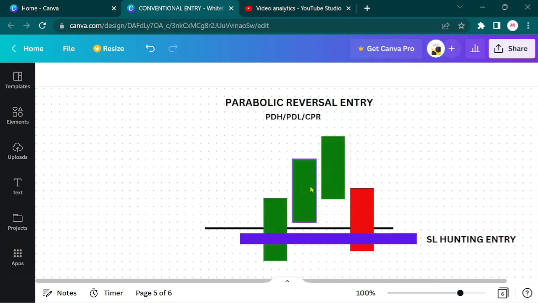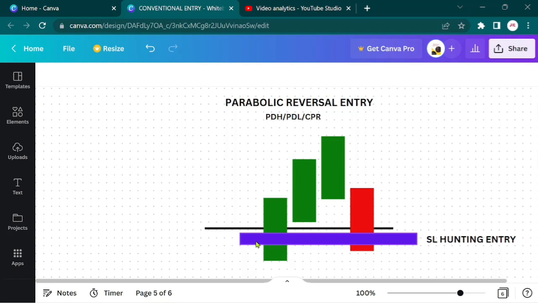If this occurs, mostly people will enter in this candle, the second candle. Some novice traders will enter here. The next few traders will enter here. They will think that the market is going to fly higher. Where will these guys keep the stop loss? The stop loss will be kept just below the protection. That is, in this particular case, it is PDH or CPR.